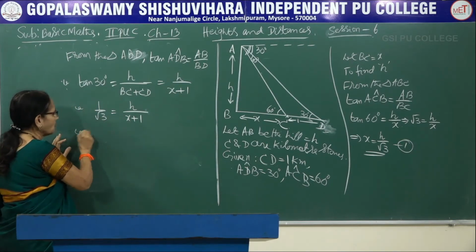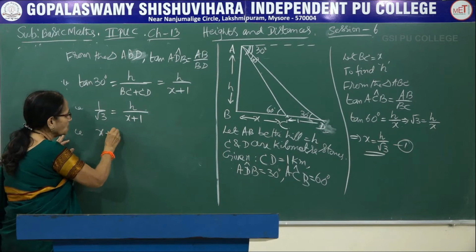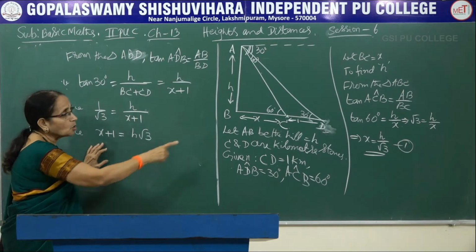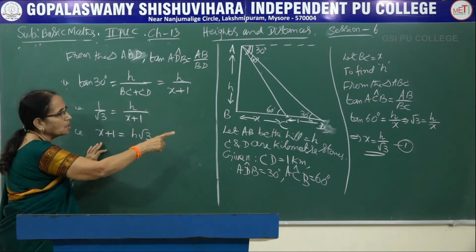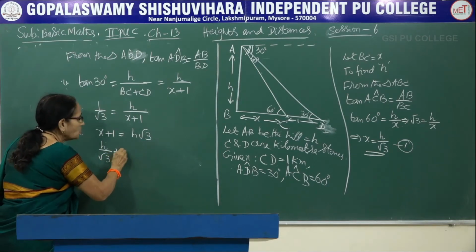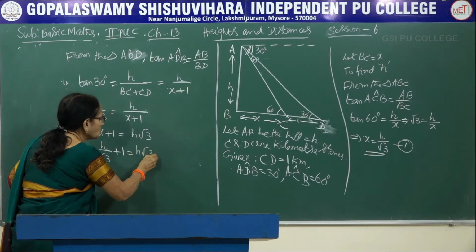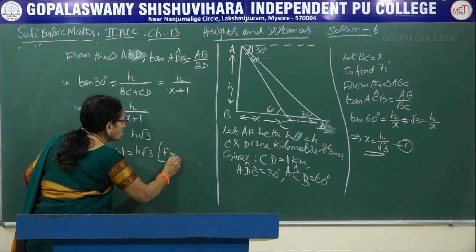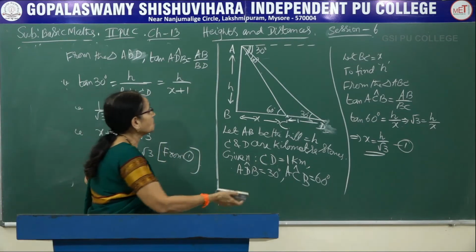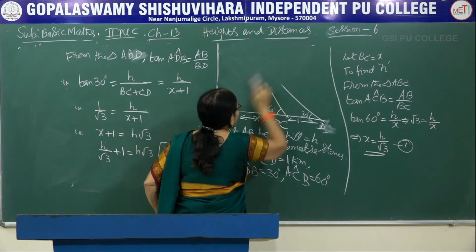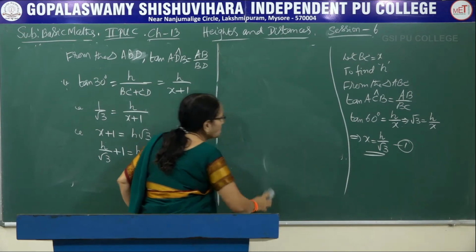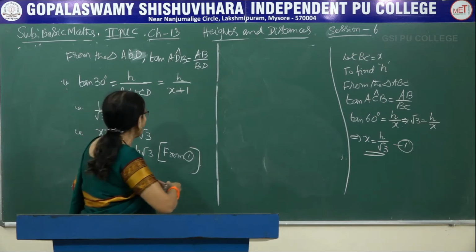Let me cross multiply. That is X plus 1 into 1 is X plus 1, equal to H into root 3. Now go to the first result. X can be eliminated using that one. What is X here? X can be written as H by root 3, so H by root 3 plus 1 is equal to H root 3. You have to quote which result you are using, the first result. We are not interested in finding X here, so we have eliminated it using the first result. Now only H is the unknown quantity which can be calculated.